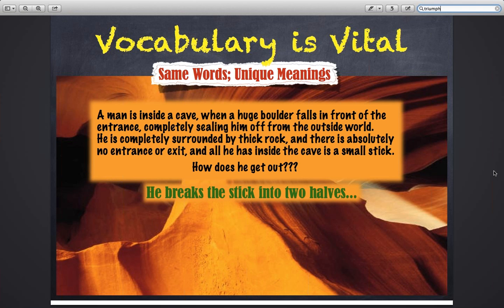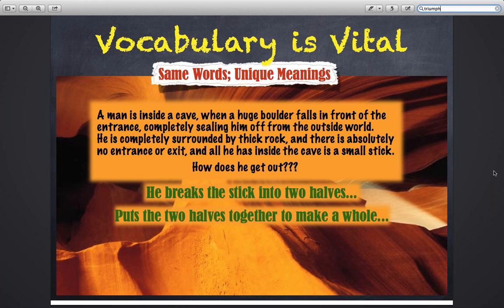All right, are you ready? Here's how he gets out of the cave. First, he breaks the stick into 2 halves. Next, he puts the 2 halves together to make a hole. And finally, he climbs out the hole. Ba-dum-bum. Thank you very much. I'll be here all night.